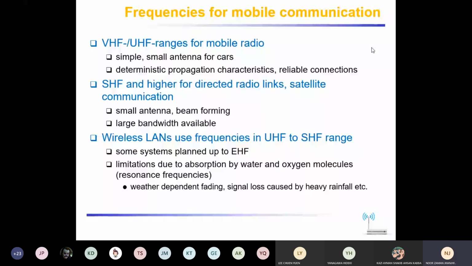What are the frequencies? VHF, UHF, ranges for the mobile radio. We just had an experience in the previous slide. What are they? Simple, small antennas for cars. So whenever we are using VHF and UHF, we are using antennas.